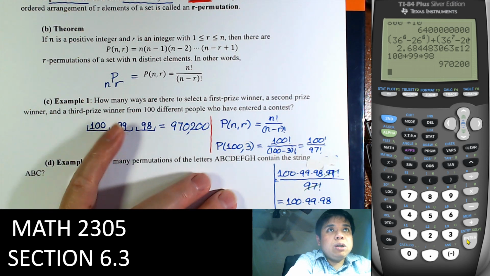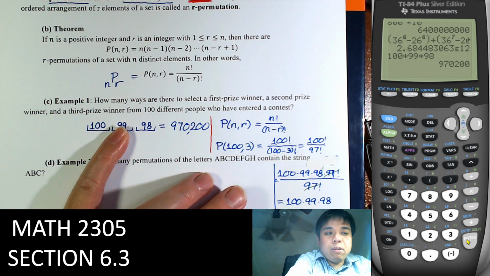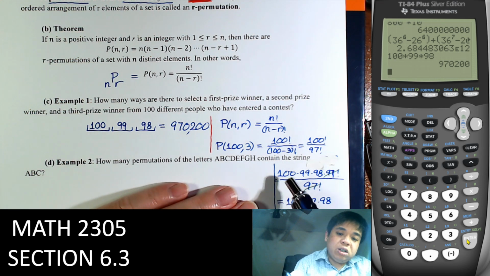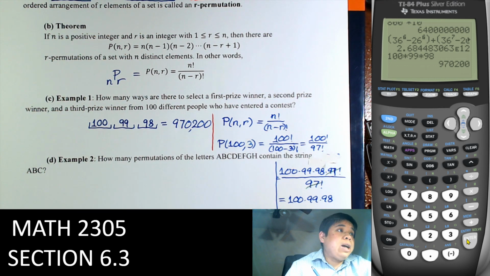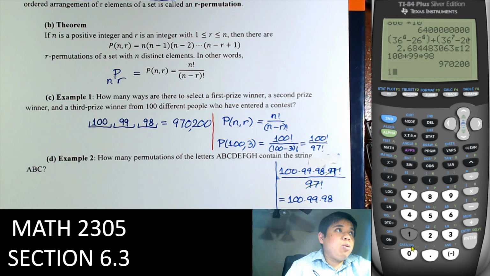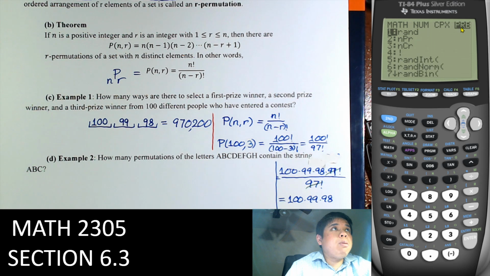So whether we use the product rule or we just do that, either way works. On the calculator, we can say 100, math, then go to probability, option number 2, permutation, and then we have to choose 3 out of 100.